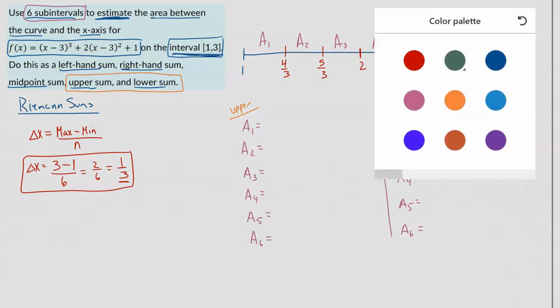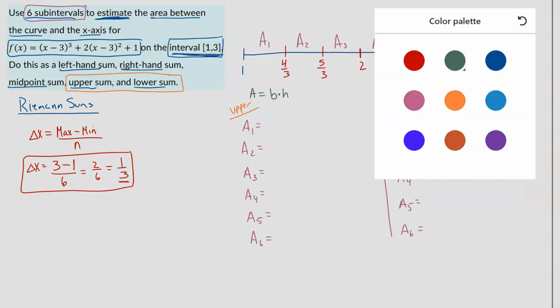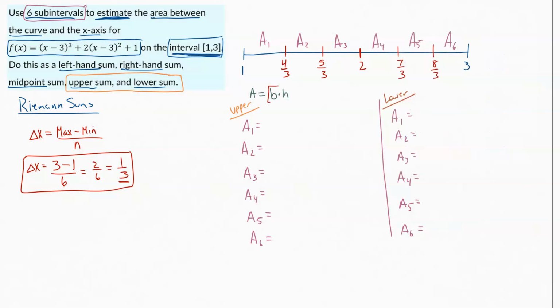Both of these formulas are coming from the area of a rectangle formula. So the area of a rectangle is equal to base times height. The base on all of our rectangles here is going to be the same. The base is this distance across right here. That was our delta x. That's that 1/3 gap that we used to pop in all of our different tick marks. So the base on all of these is going to be delta x, delta x, delta x.